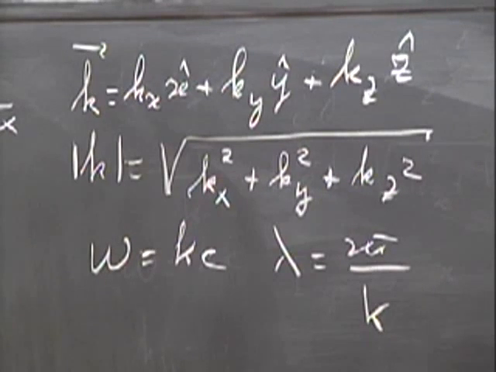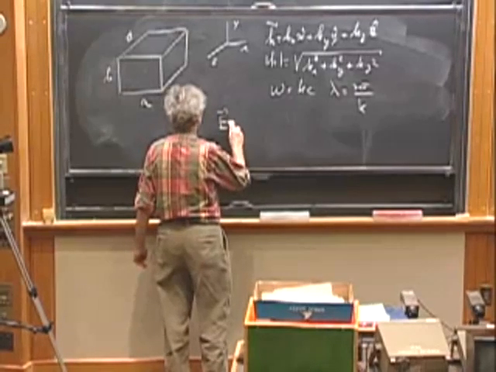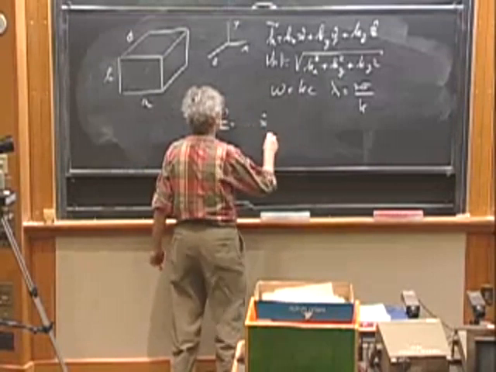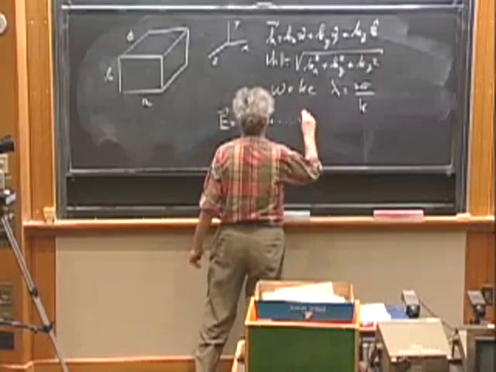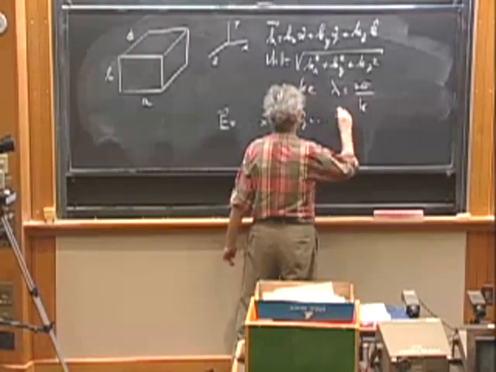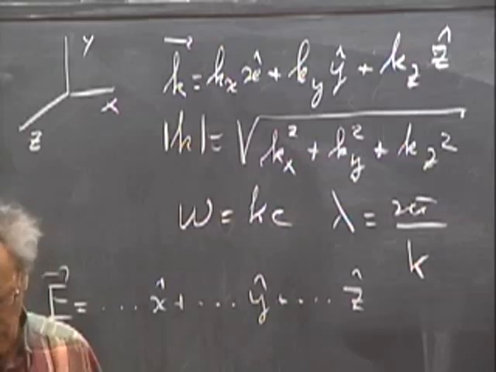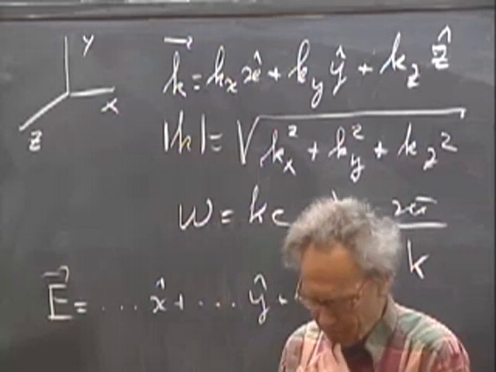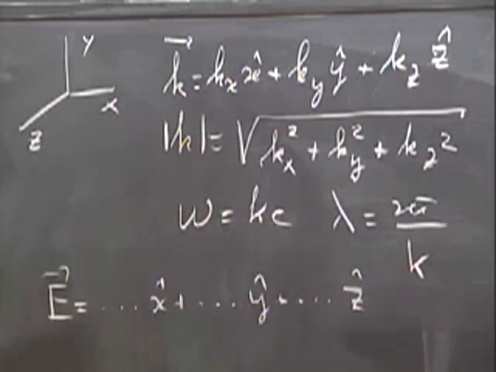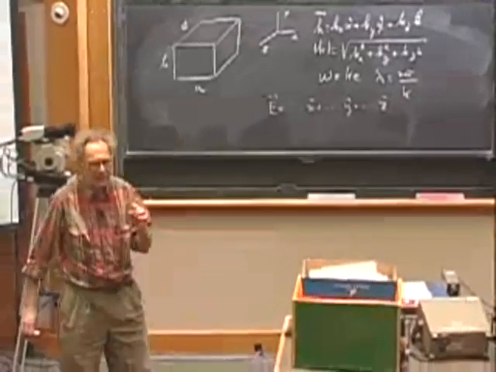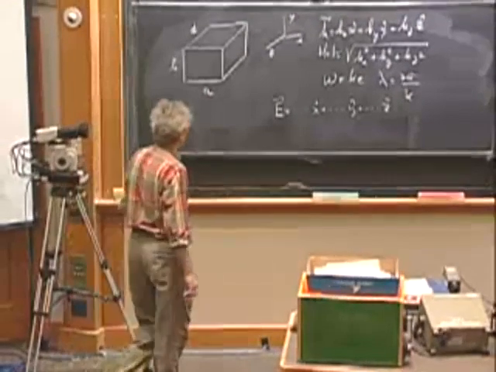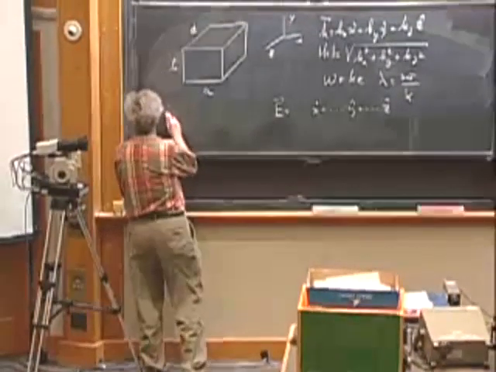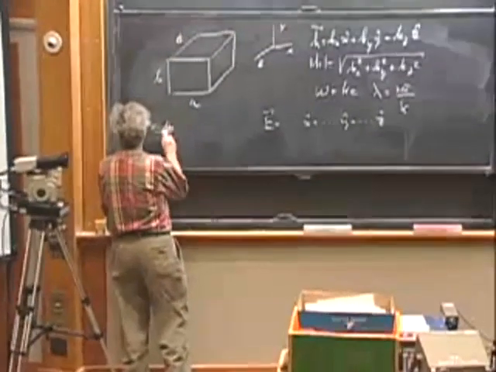Now in this box I can have an E vector which has an x, y, and a z component. So I have an E vector which is something in the x direction plus something in the y direction plus something in the z direction. And our task is now to find the resonance frequency for this cavity. Let us only look for now at the component of the E vector in the x direction. So everything that follows now is only true for the x direction.